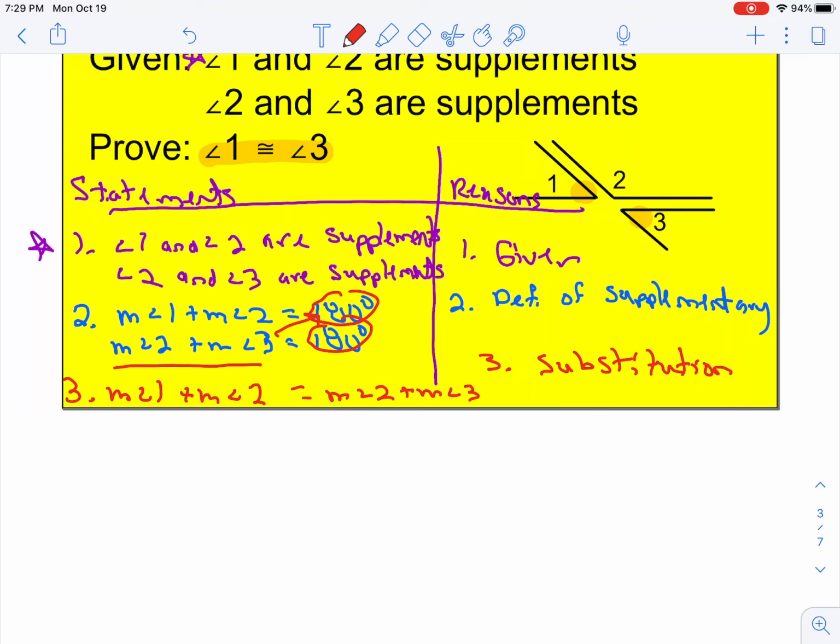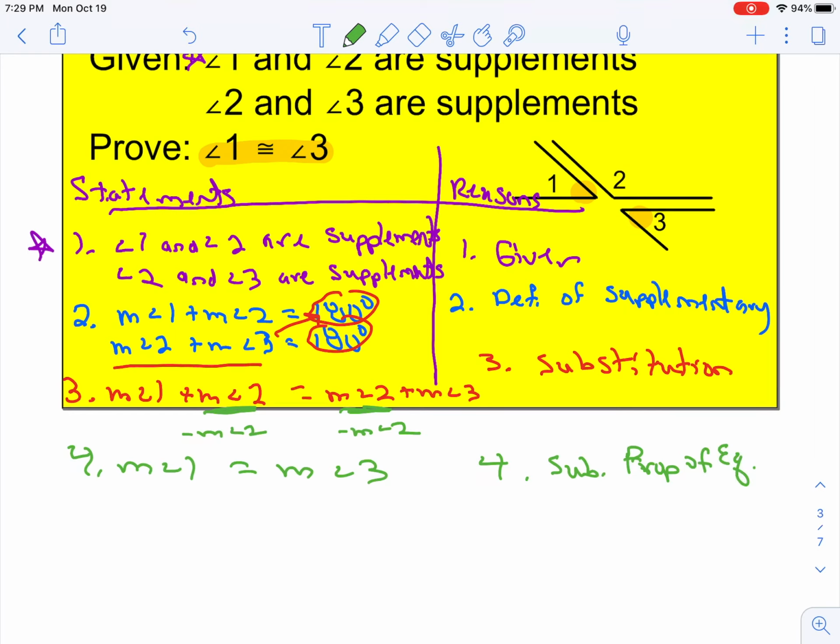All right, well, we're close, but we've got a little bit more than we need. Notice, these are the same, so we can actually subtract the measure of angle 2. We normally wouldn't put this in our proof, but just so you can see what we're doing. If we do that, we get that the measure of angle 1 is equal to the measure of angle 3. And that is by the subtraction property of equality.